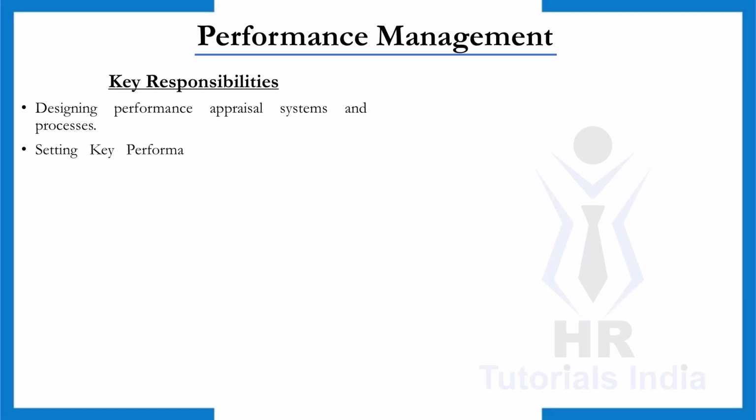Setting key performance indicators, that is KPIs, and objectives. HR collaborates with department heads to set measurable KPIs that align individual goals with broader team and organizational objectives. Regular monitoring of progress against the KPIs ensures employees remain accountable and their work contributes effectively to the organization's success.